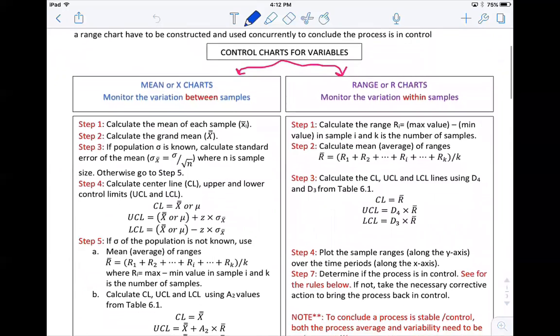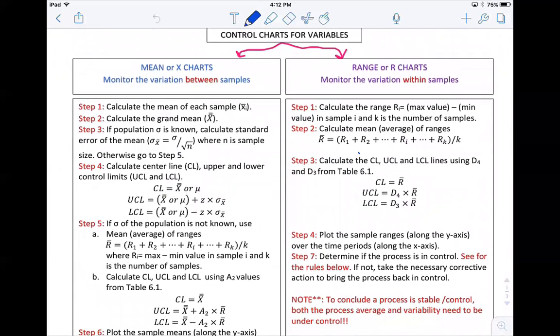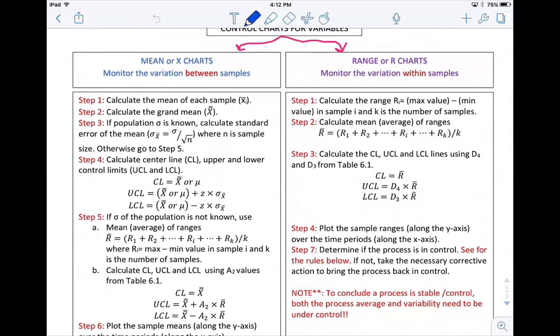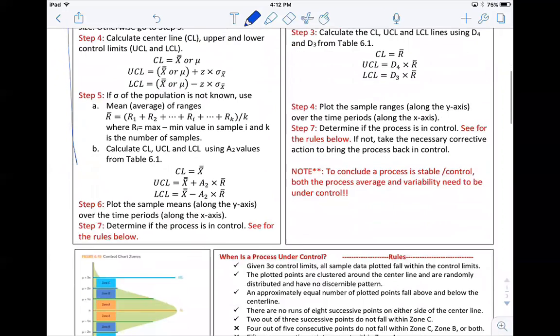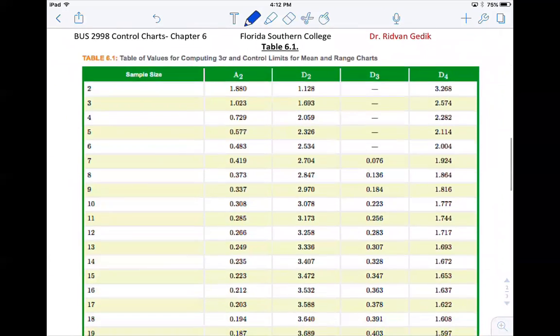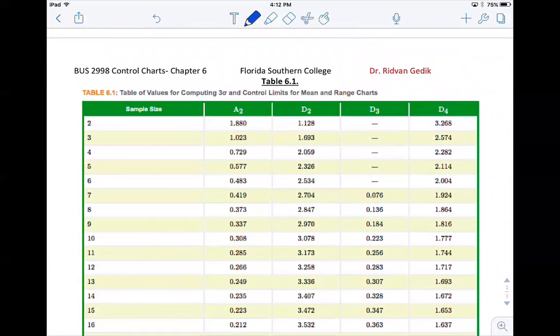These are basically the list of rules, or the steps, that you are going to take to put together a mean chart and then the R chart. We do have the steps here, and depending on whether we know the population standard deviation, sigma, the steps are going to be different. On the second page, I give you table 6.1.